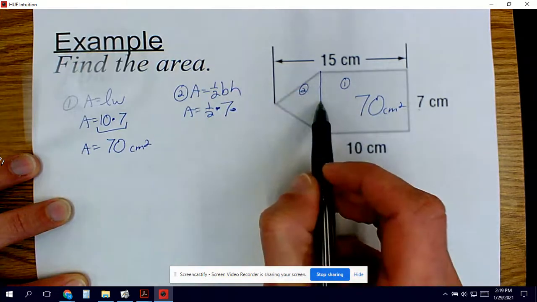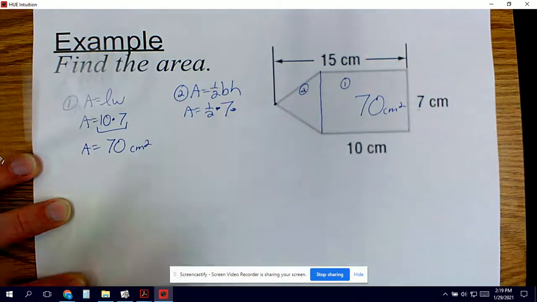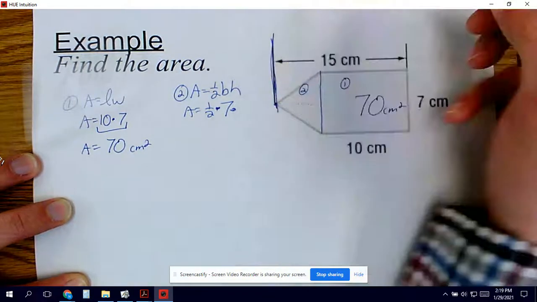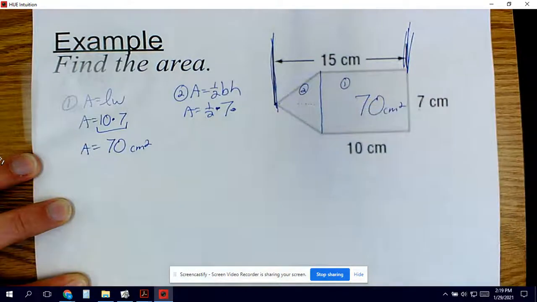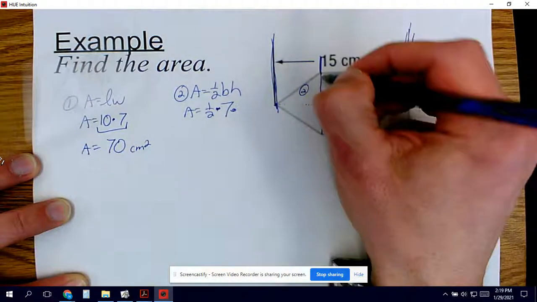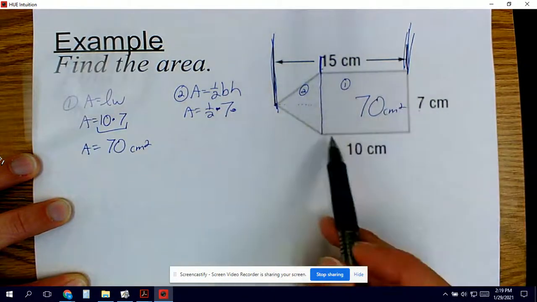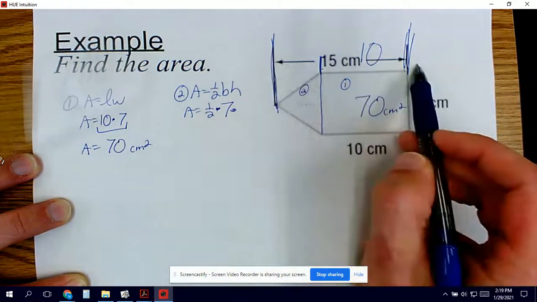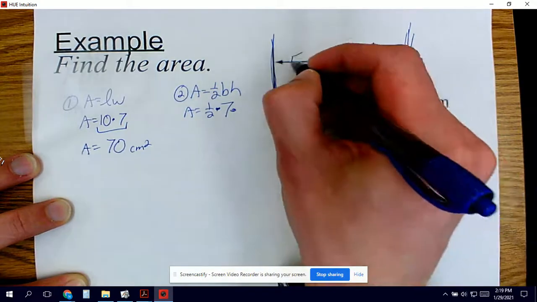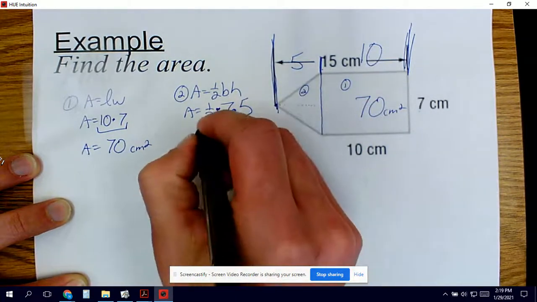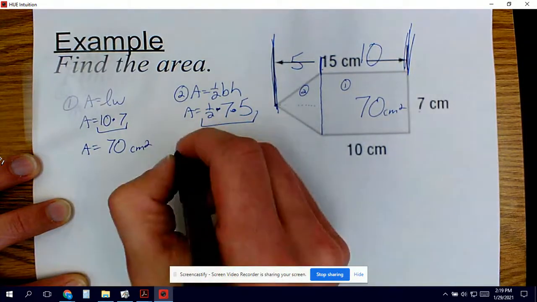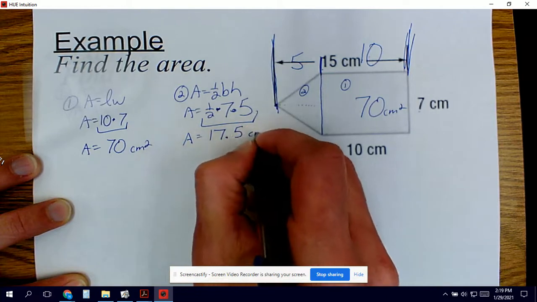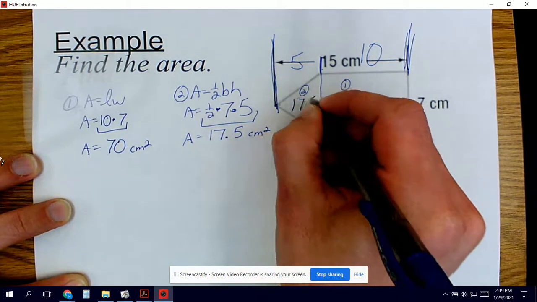And now the height would be the distance from the base up here to this opposite vertex. So we are looking for that height. We know the entire polygon is 15 centimeters wide, but we cut that 15 right here. The piece that we cut off is part of the rectangle, and I know that that part is 10. So 10 and what gives me a total of 15? 15 minus 10 means that this height up here is 5. So 1/2 times 7 times 5, you should get an area of 17.5 square centimeters for the triangle.